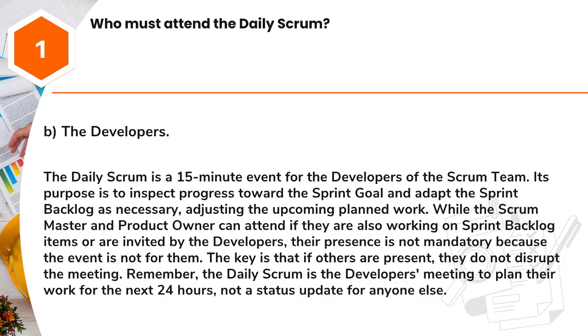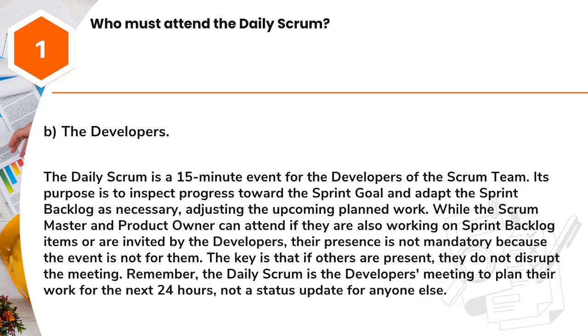Answer: B. The developers. The daily Scrum is a 15-minute event for the developers of the Scrum team. Its purpose is to inspect progress toward the sprint goal and adapt the sprint backlog as necessary, adjusting the upcoming planned work. While the Scrum Master and product owner can attend if they are also working on sprint backlog items or are invited by the developers, their presence is not mandatory because the event is not for them.